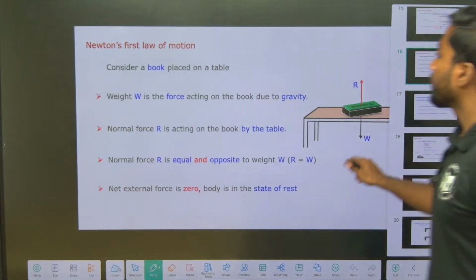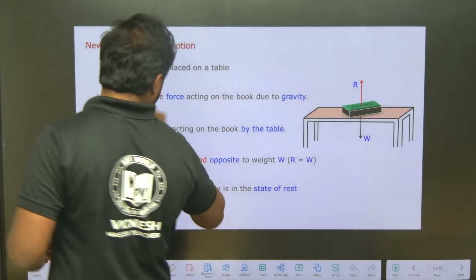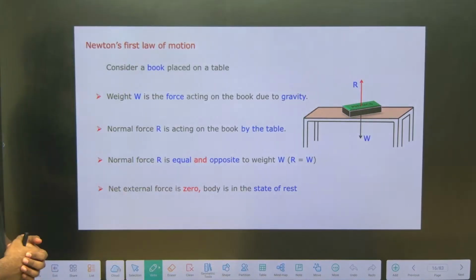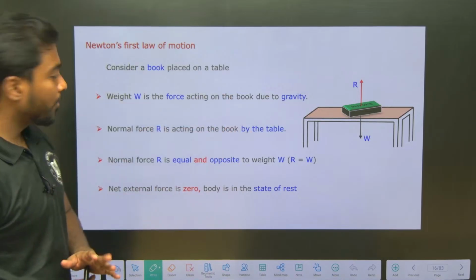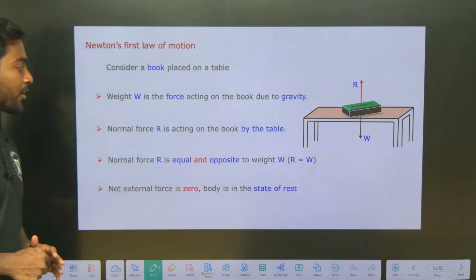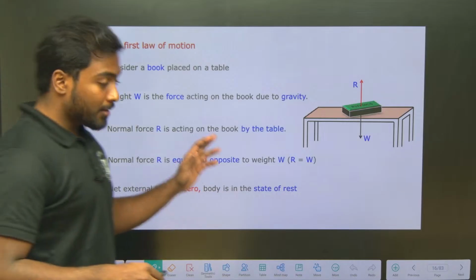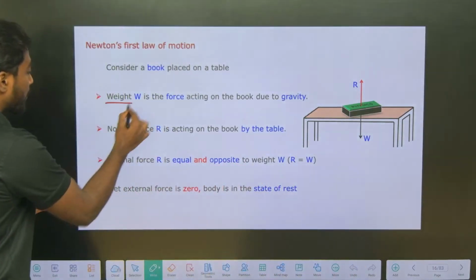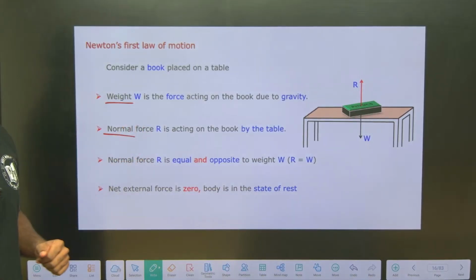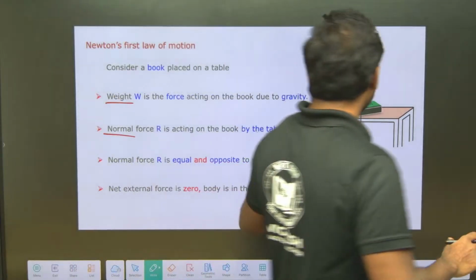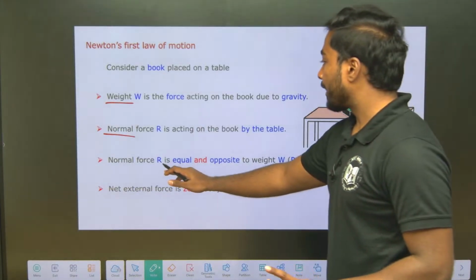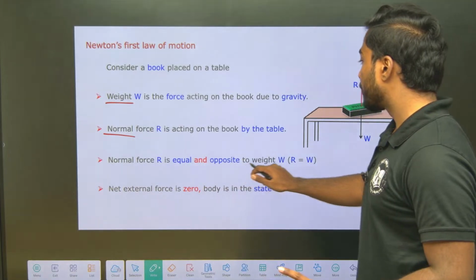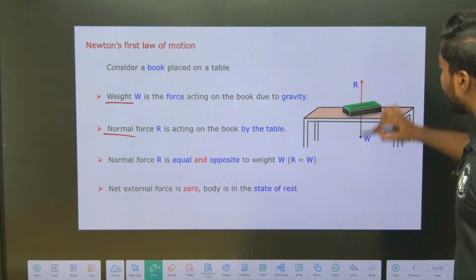So Newton's first law of motion. Here we'll see, consider a book placed on a table. Weight is the force acting on the book due to gravity, and the normal force R is acting on the book by the table. No need to confuse about what is weight and what is normal force; everything will come across. As of now, normal force is nothing but a perpendicular force. So normal force R is equal and opposite to the weight, which means R equals W.